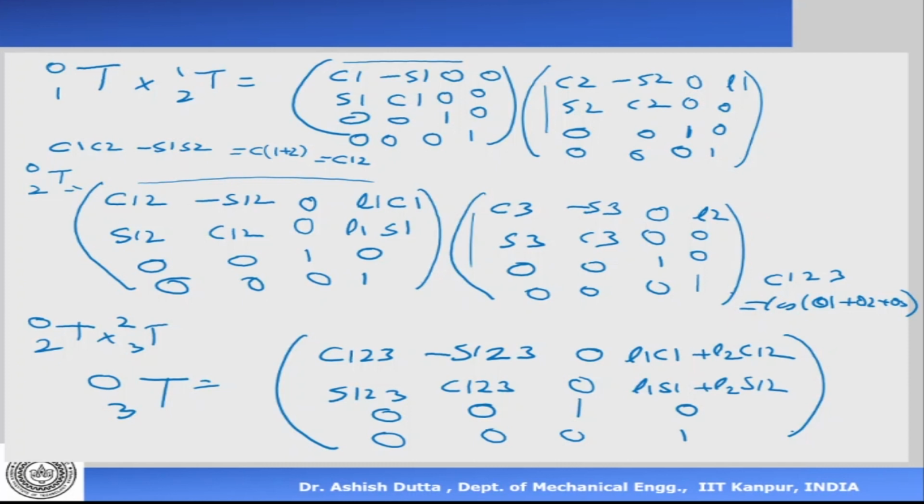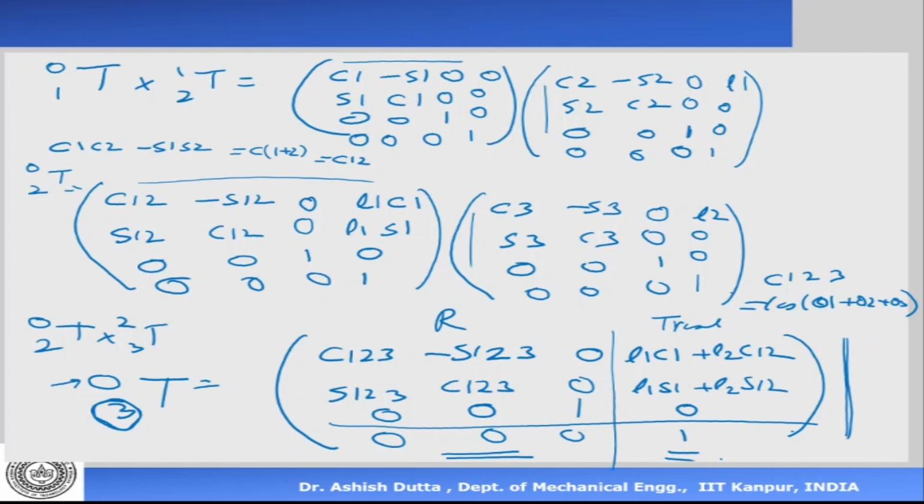Now, this is the matrix which relates the third frame to the zero frame. If you're wondering how I wrote it so quickly, whether I am copying from somewhere, and whether it is correct: if you simply look at the structure of this matrix, this is the rotation part, this is the translation part, this is always 0 0 0, and this is always 1. So the structure is maintained.